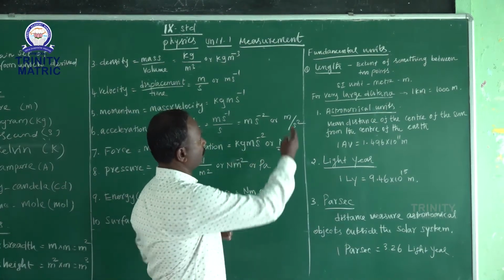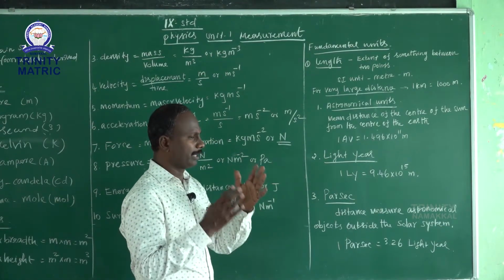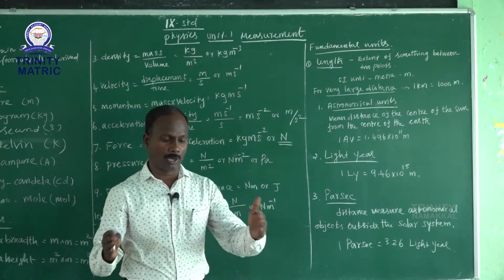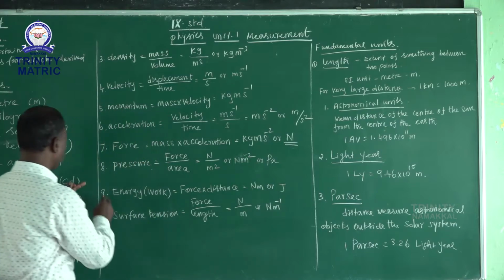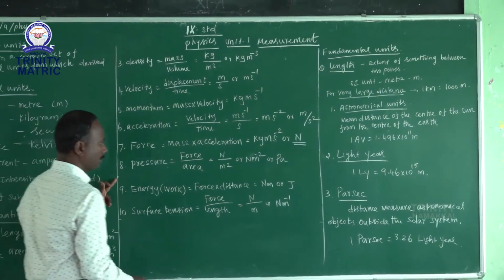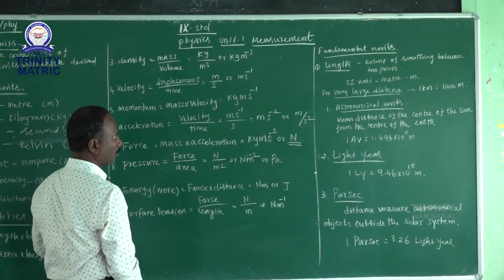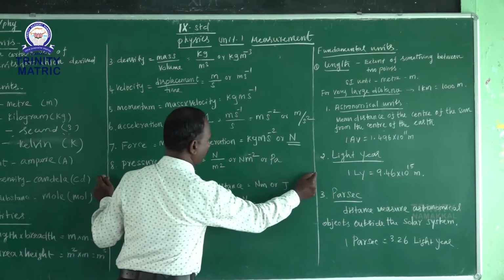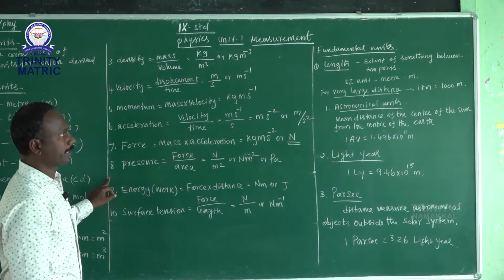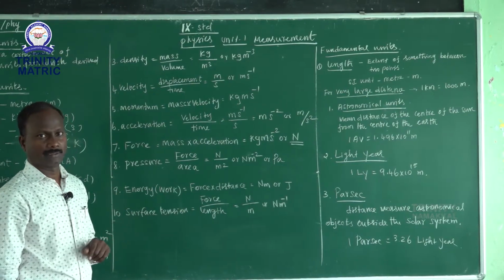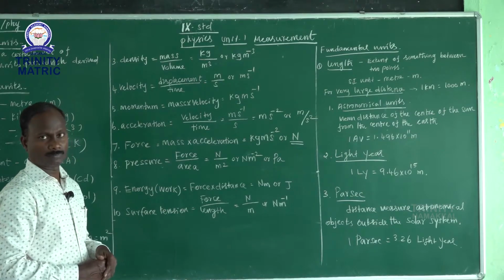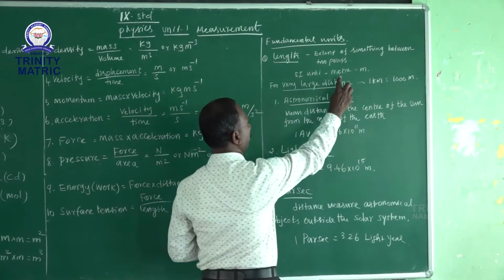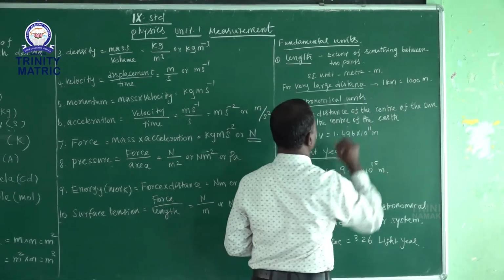Now you see the first one, length. So what is length? Length is expressed as something between 2 points. See, here is one point, and here is another point. The extent from this point to this point is called length. The extent of something between 2 points, or the interval between 2 points, is called length. The SI unit of length is meter, expressed by m.